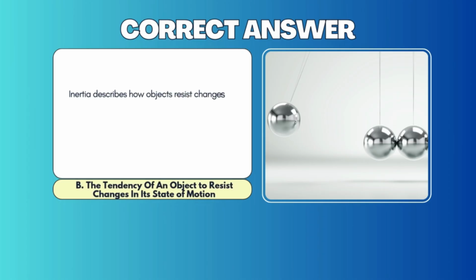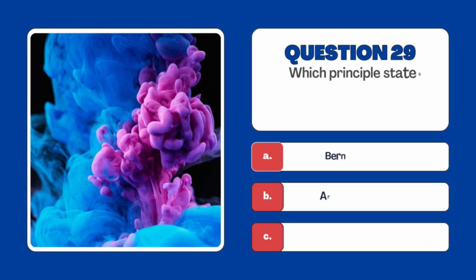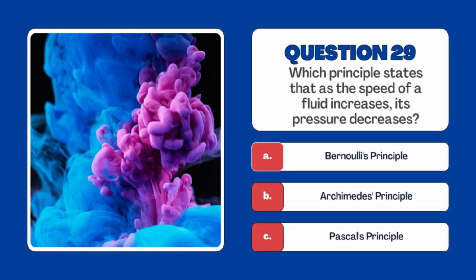The correct answer is B. The tendency of an object to resist changes in its state of motion. Question 29. Which principle states that as the speed of a fluid increases, its pressure decreases?